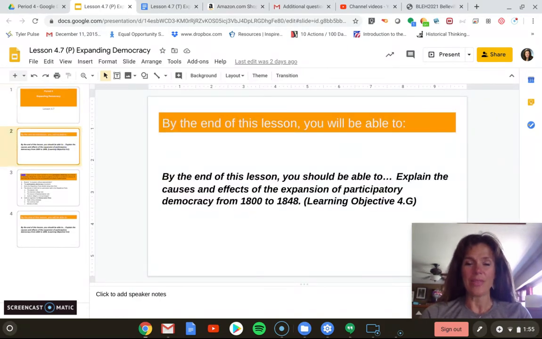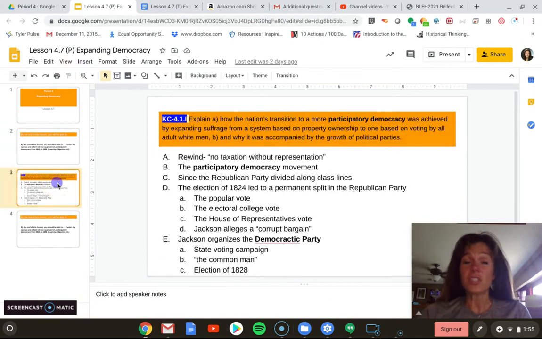Let's take a look at the learning objective. By the end of this lesson, you should be able to explain the causes and effects of the expansion of participatory democracy. So it's cause and effect. What caused participatory democracy to occur? What are the effects? There is just one key concept for this one, explaining, it's two parts though, how the nation's transition was achieved and why it was accompanied by the growth of political parties.